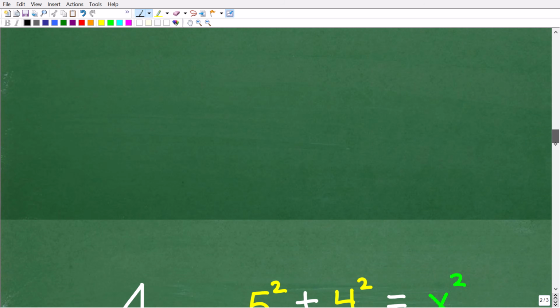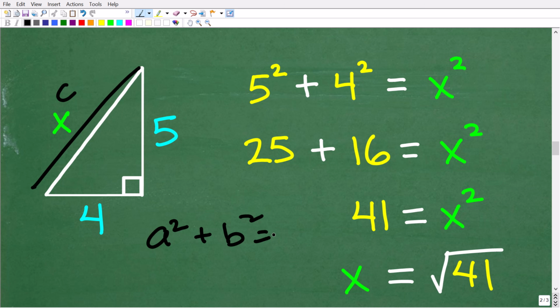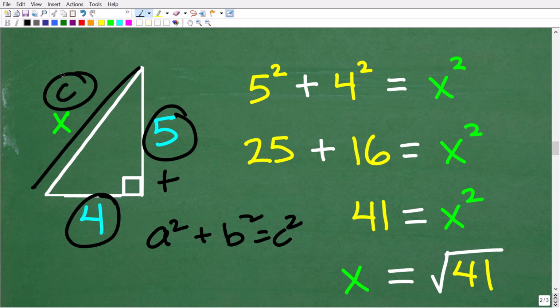So let's kind of break that out this way. What we're trying to do here is solve for the hypotenuse. Again, this is the c variable in the Pythagorean theorem, which is a squared plus b squared is equal to c squared. Okay, so we're going to square this side, and then we're going to add it to the square of this side. So this is going to be 5 squared plus 4 squared, and this is going to be equal to c squared, or in this case, x squared.